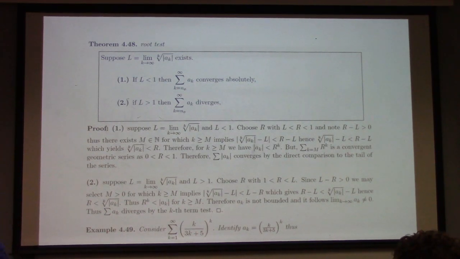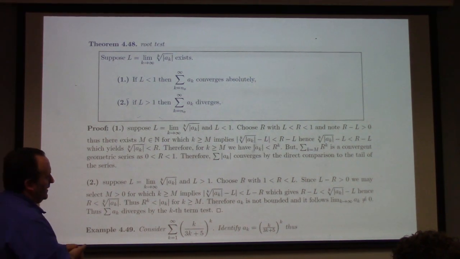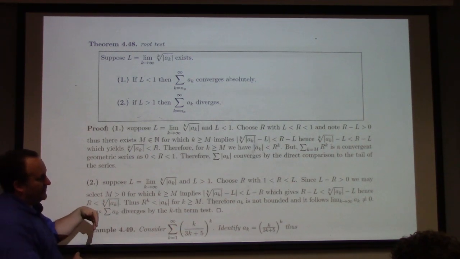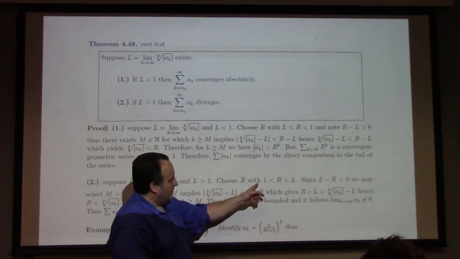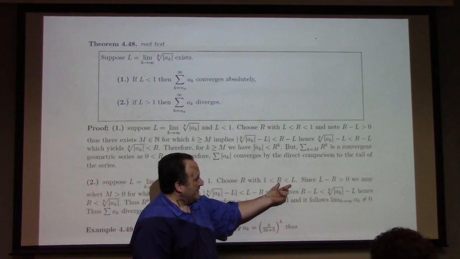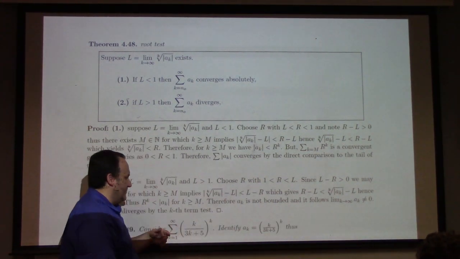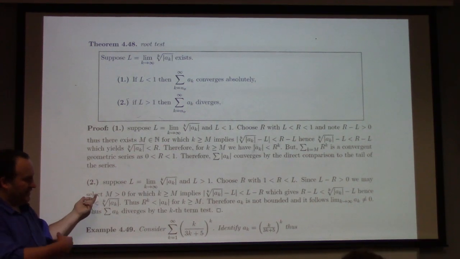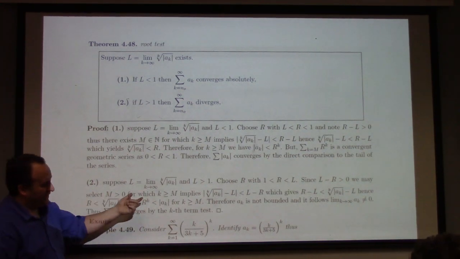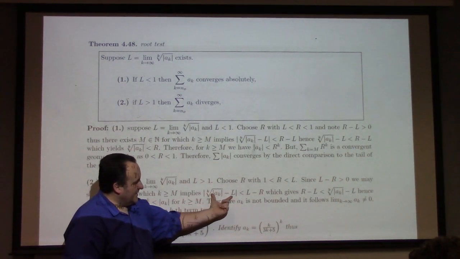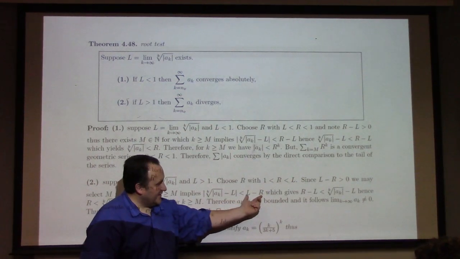Therefore, by direct comparison test, if L is less than 1, the series converges. And not just converges, it actually converges absolutely. And then the proof for L greater than 1 is very similar. You pick an R between 1 and L. That allows you to create an epsilon in the form L minus R greater than 0. Again, you can pick M sufficiently large to make the absolute value of the kth root to be less than that epsilon, in this case L minus R.